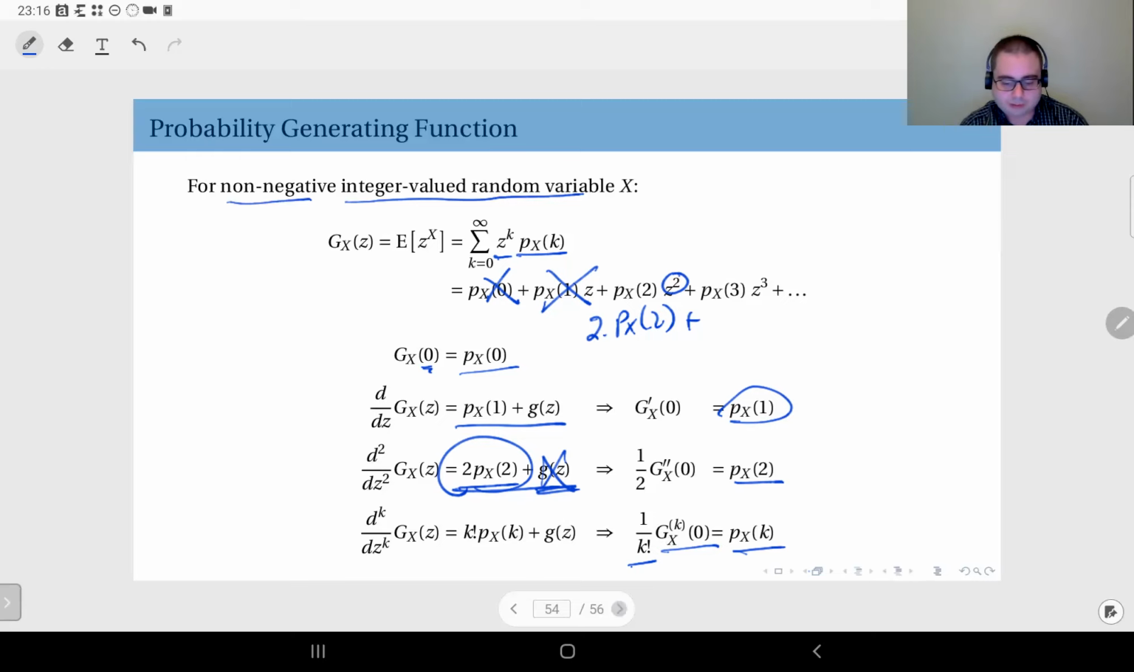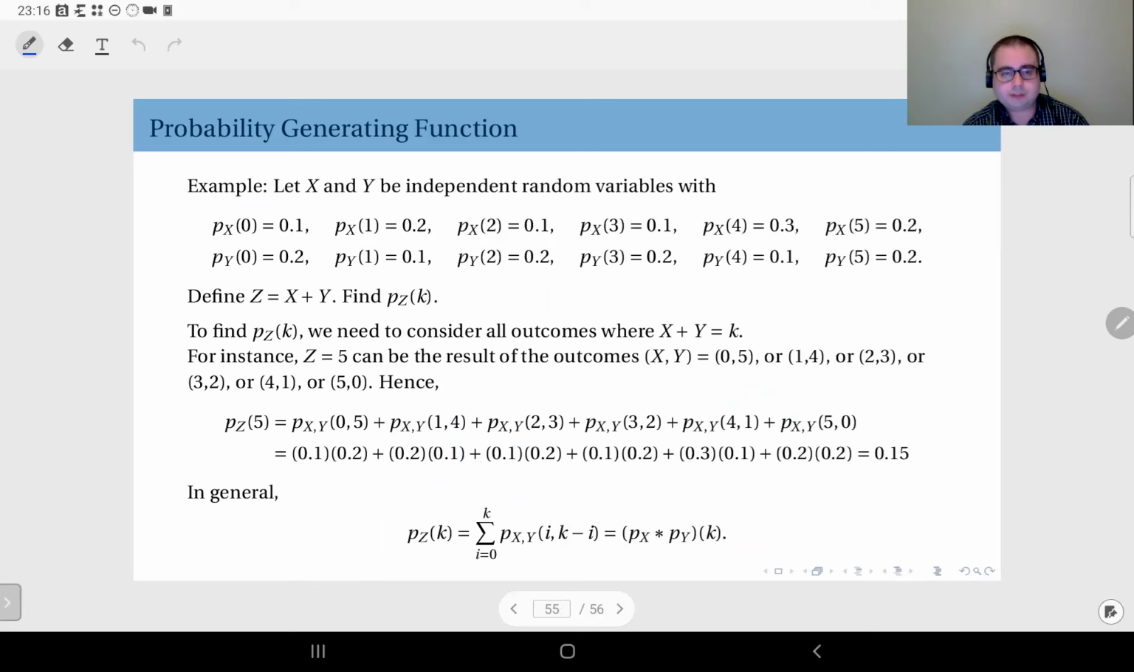But that's not the only property of generating functions. It's extremely useful when you compute the distributions of sums of independent random variables. I'm going to give an example at this point. Let's say X and Y are independent random variables where you have these probabilities given to you, and we define Z equals X plus Y. We would like to find the PMF of Z.